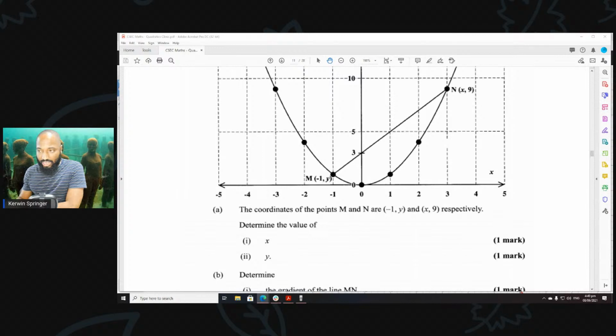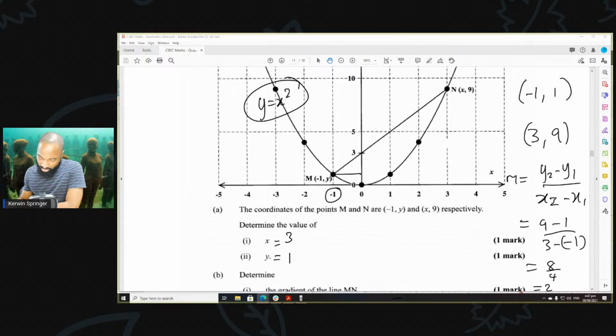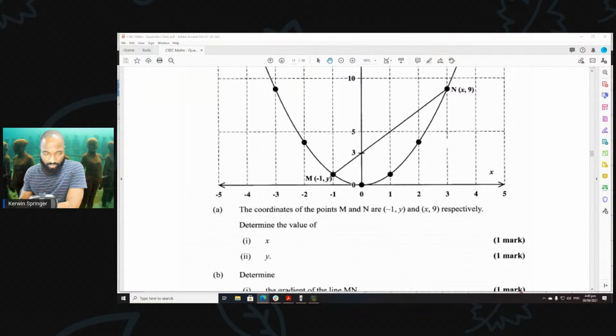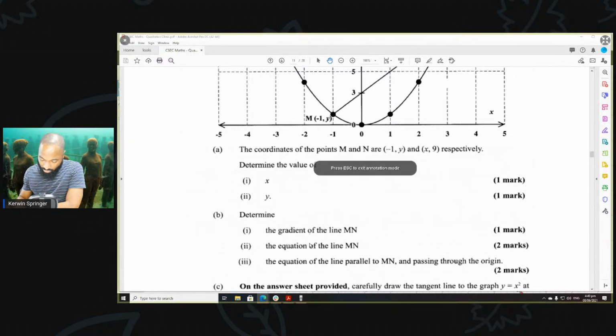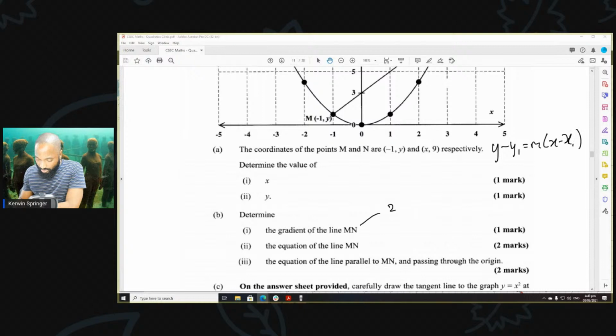Determine the gradient of the line MN. We just did that, did we not? It was 2. The equation of the line MN. So I want to progress with this. The gradient was 2. Equation of the line, you can say y minus y1 equals m into x minus x1. We could use y minus 1 is equal to, what is the gradient? 2 into x minus -1. So this is 2 into x plus 1. Why am I writing on top of this for y?